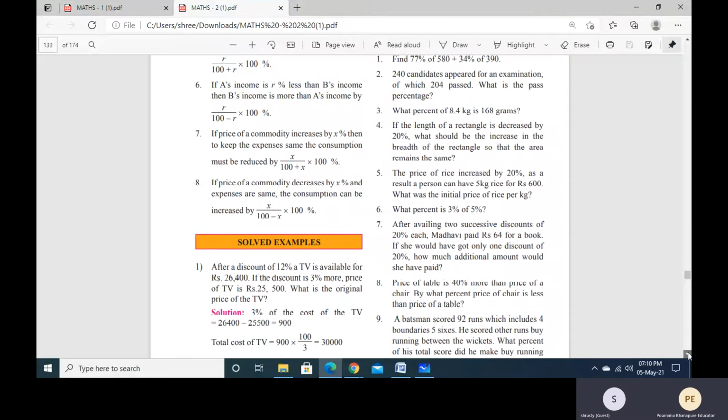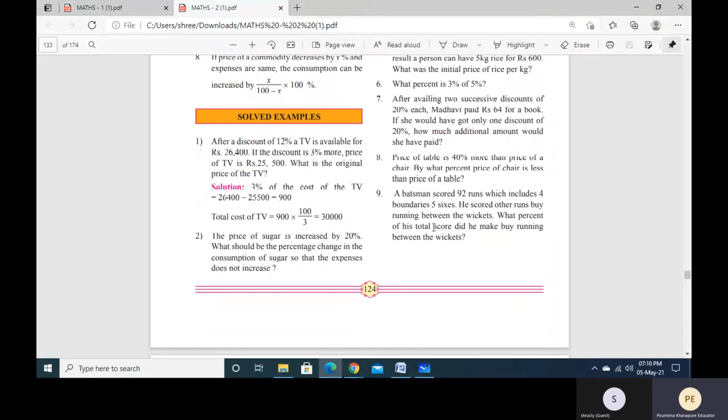Okay, let's solve examples so that we'll understand everything. Now, after a discount of 12%, a TV is available for rupees 26,400. If the discount is 3% more, the price of the TV is rupees 25,500. That means when we are going to buy a TV, the discount is 12%. After deducting 12% of the value, we are getting it for 26,400. Now again, the shopkeeper has decided to give a discount of 3% more. Then the TV is now costing 25,500. What is the original price of the TV?